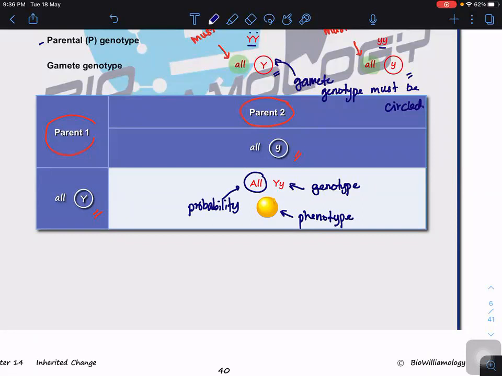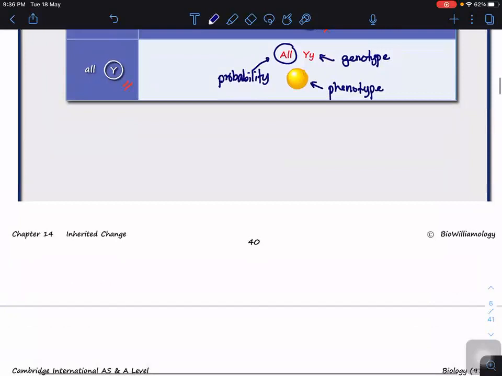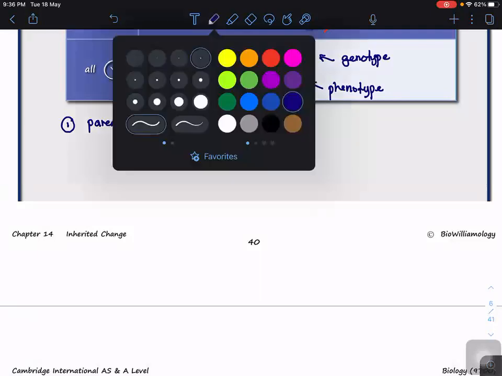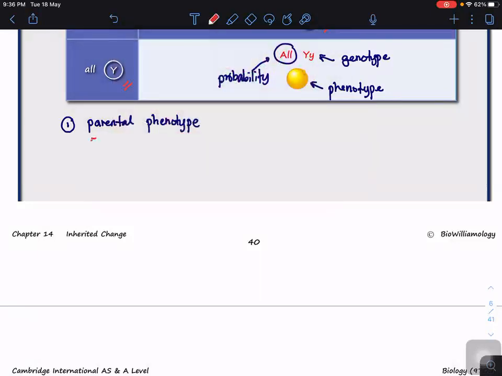Okay, so I summarize here a few things that you need to know. So first, you need to determine what is the parental phenotype. So very simple, how to check the parental phenotype? How do we know the parental phenotype? So from the question. The question will always tell you, right? From the question, you always know what is the parental phenotype.